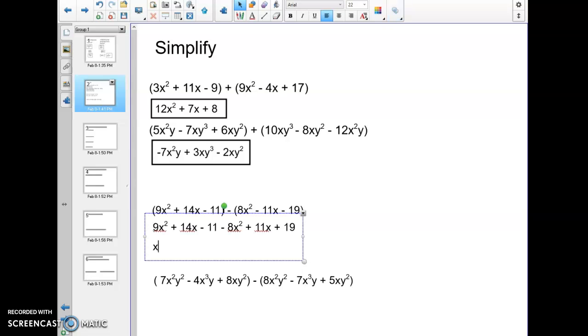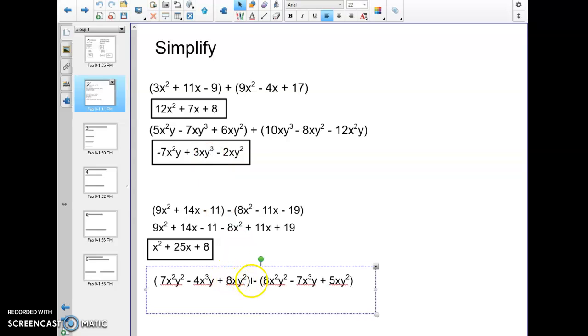And then for my answer I'm combining. 9x squared minus 8x squared is x squared. We don't have to put the 1 in front of the x squared. 14x and 11x is 25x. And negative 11 and 19 is plus 8. And we're just combining our like terms there. There's our answer.